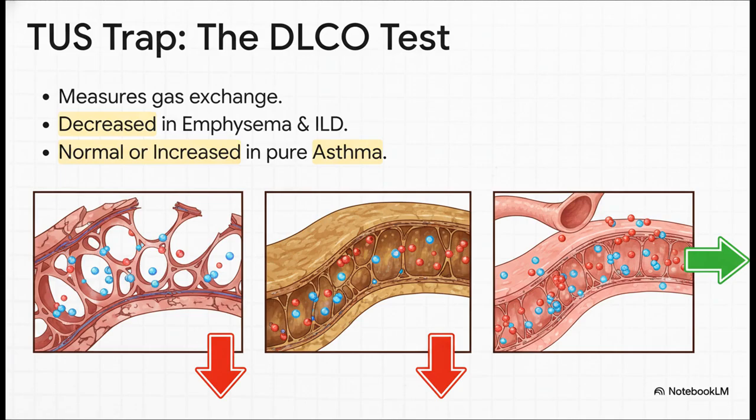Another point of confusion is always DLCO. I get that it's decreased in emphysema and fibrosis. That makes sense. But what's the big TUS trap when it comes to asthma? Right. This is the trap that catches so many people. In pure asthma, you'd think gas exchange would be impaired, right? But it's not. The DLCO is often normal or can even be increased. This is because of increased blood flow in the lungs. It's a critical, high-yield way to tell asthma apart from emphysema-dominant COPD. You have to know this.